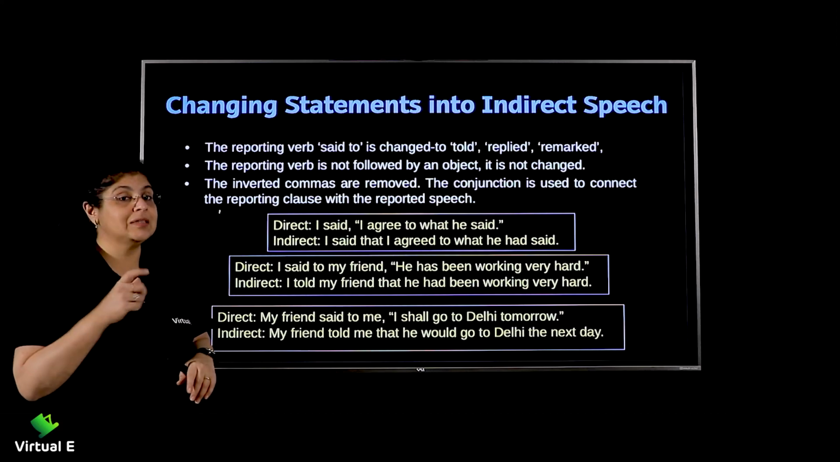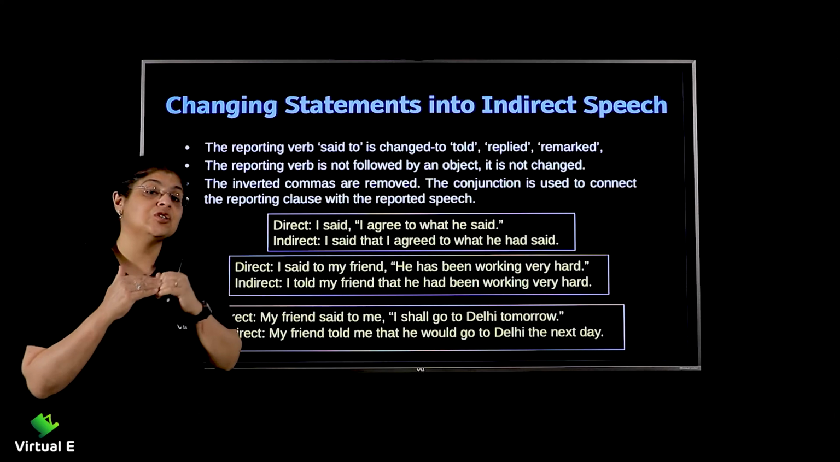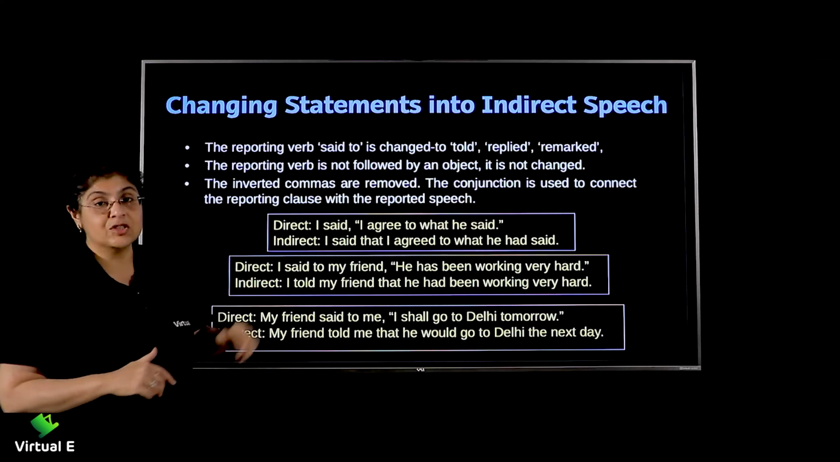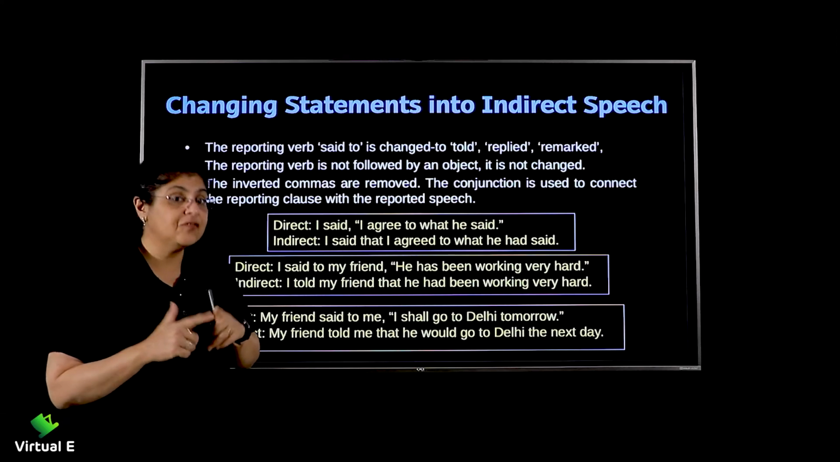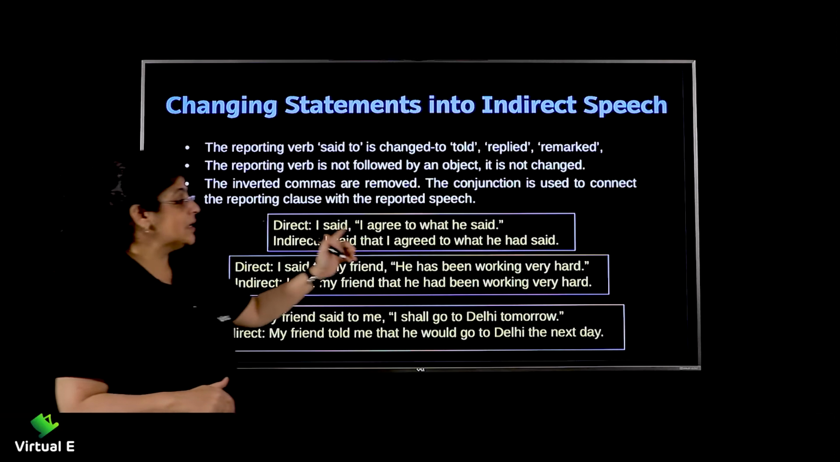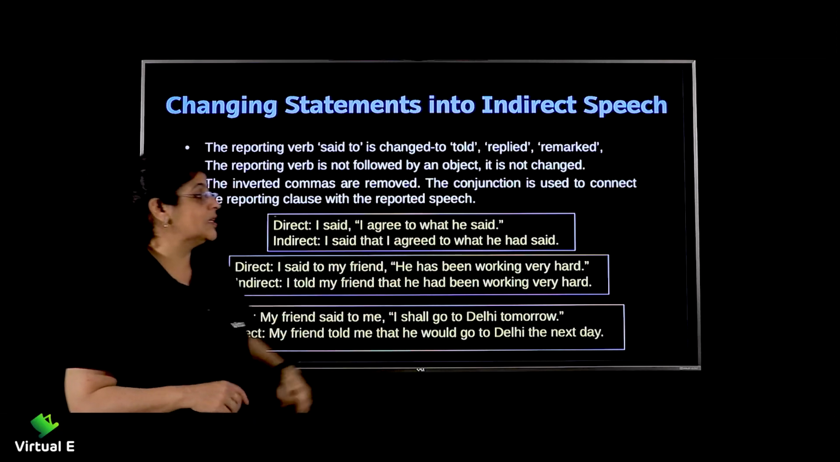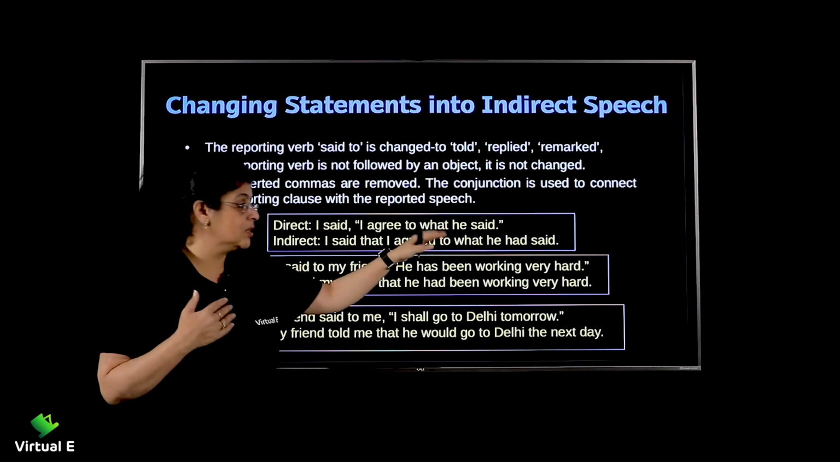Reporting clause, the teacher said. So, to connect that and the reported speech into one, we use a conjunction. It can be which three? Come on. That, if, whether. Those are the conjunctions. So, here we go. "I said, I agree to what he said."